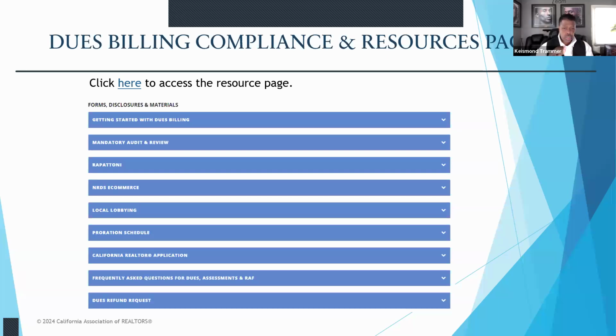So as you prepare to get your dues billing invoices and online portals updated for 2025, we have a dues billing compliance resource page specifically for local associations, where you can access all of your dues billing information and supporting documents. I have included a link on this slide that will take you directly to this resource page. And this page is already updated as of today. Next screen.